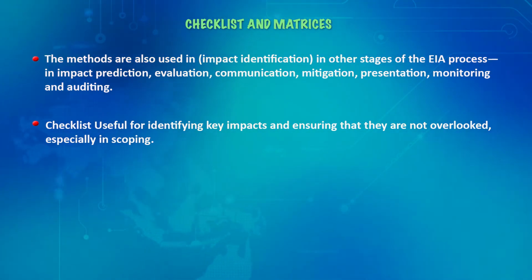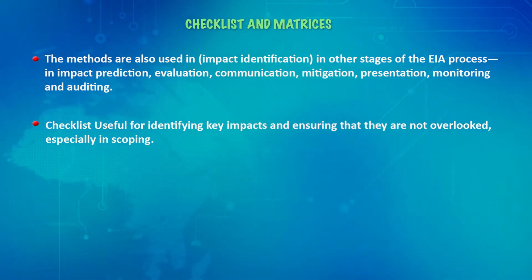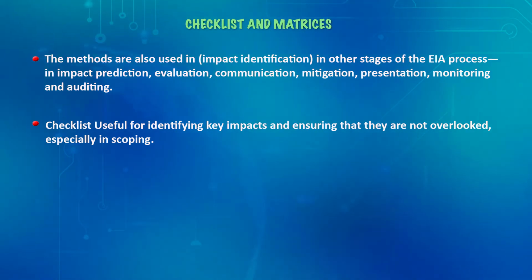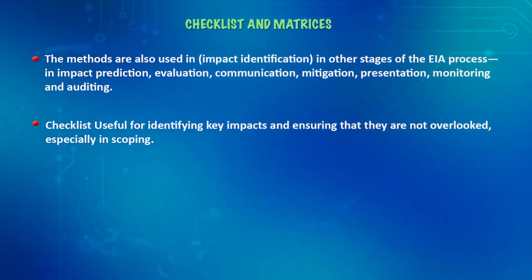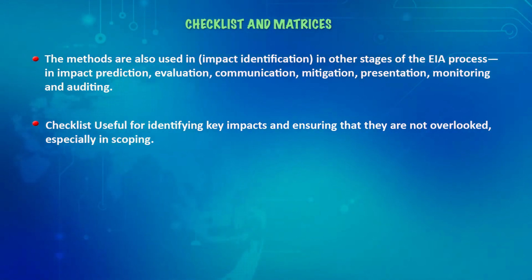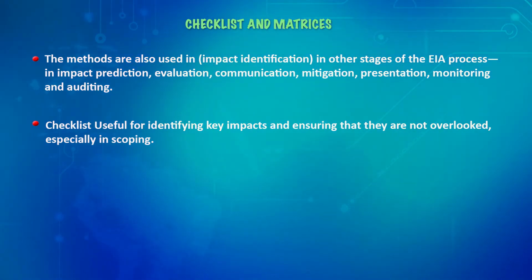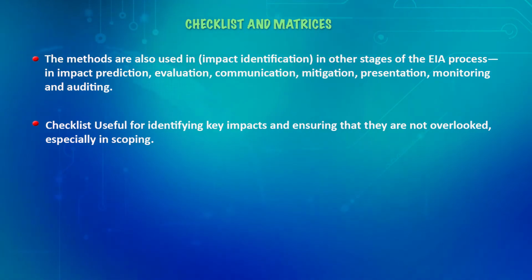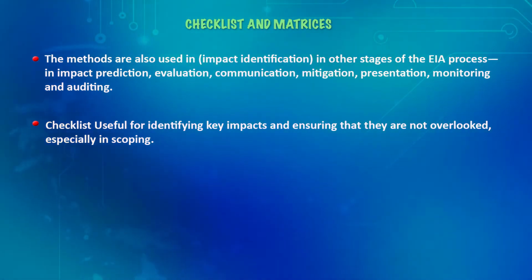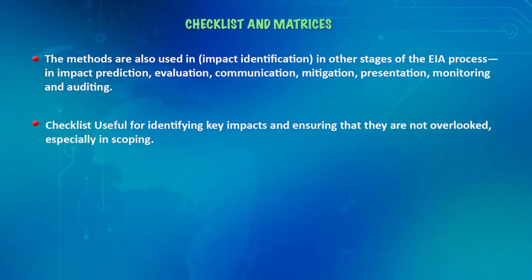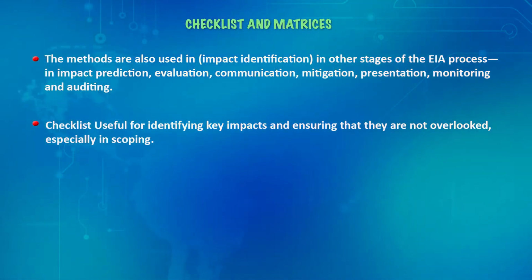Checklist, as you can understand from the word itself, is basically useful for identifying the key impacts. It can be used to identify the key important impacts, and the basic purpose is that none of the impacts should be left out. That is the basic purpose of this checklist, and this methodology is normally used in the scoping exercise.